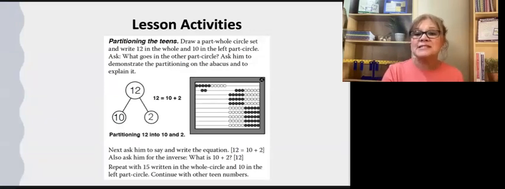Now, for this part of the lesson, I would work through it pretty much as written. It's done very well, a lot of flexibility already built in. Be sure to use the part-whole circle set and the abacus for every example until your child is starting to show some automaticity with it. Now, notice at the very end of the section, the lesson tells you to continue with other teen numbers right there. Some lessons don't provide these suggestions for additional problems. So feel free to ask additional problems to help your child solidify what they're learning.